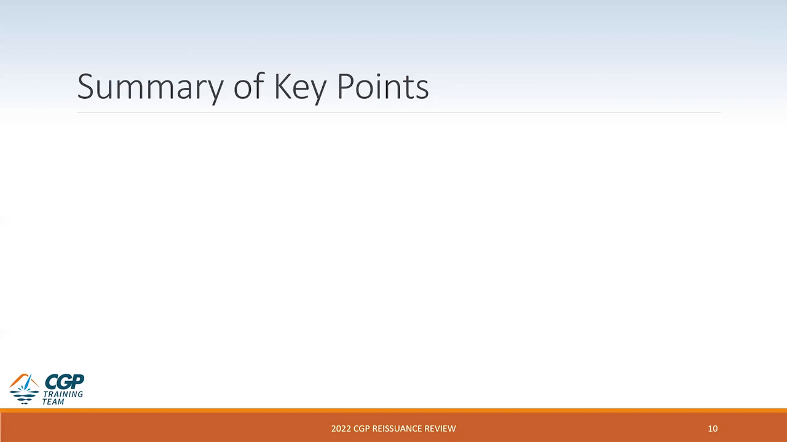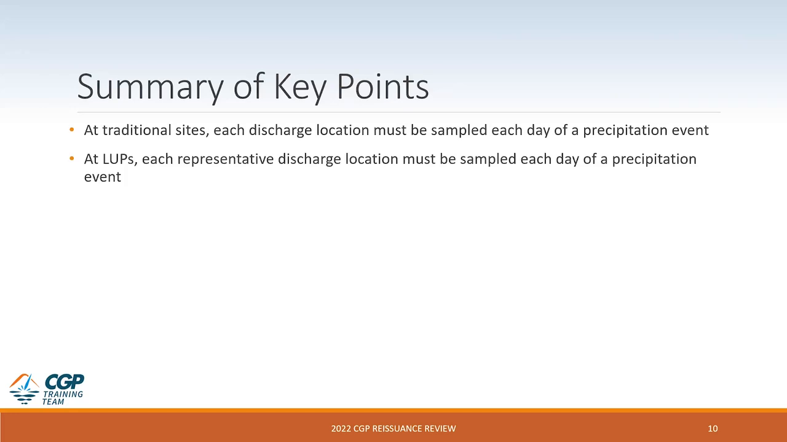So that wraps up the changes to the turbidity and pH sampling, numeric action level, and receiving water monitoring triggers that I wanted to review with you today. To reiterate the key points, traditional risk level 2 and 3 projects must sample each discharge location each day of the qualifying precipitation event. LUP type 2 and 3 projects must collect samples from each identified representative discharge location each day of the qualifying precipitation event.